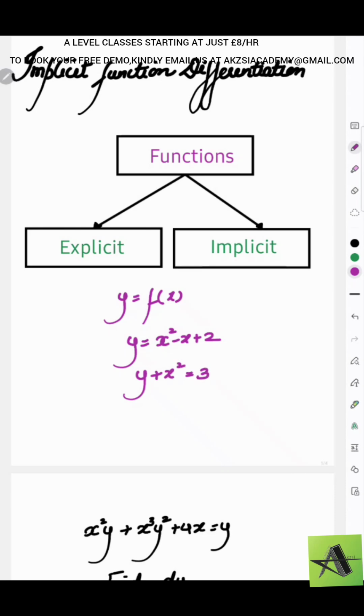In that case, I can shift x squared onto the right hand side and make y the subject. I am able to separate out the variable y on one side and x on the other side. Such functions are called explicit functions, and we have done the differentiation of these explicit functions so far. But today we are doing implicit functions. So let me explain what they are.